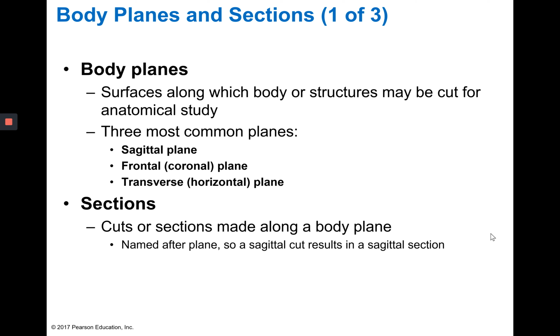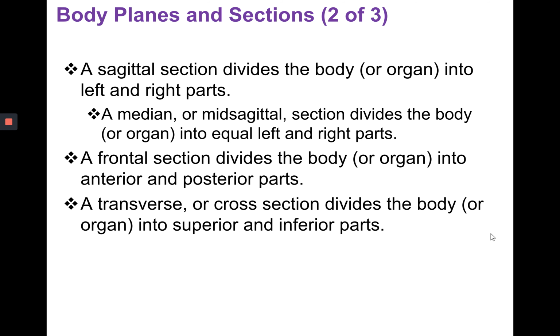Cuts or sections are named after the plane. So, for example, a sagittal cut has basically been a result of a sagittal section. But body planes are just surfaces along which body or structures may be cut for anatomical study. And if you missed what I said previously, 2 slides ago, we do have all that information here. You see a sagittal section divides the body into left and right. A frontal section divides the body into front and back. That's anterior is front, posterior is back.